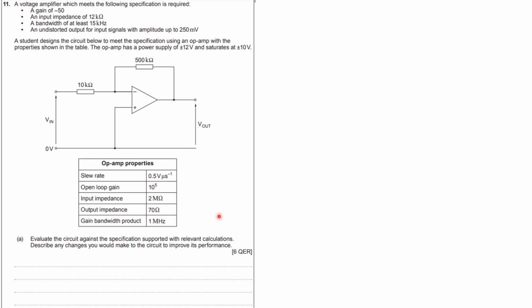Well, where's the first spec? It says a gain of -50. Is that the case first of all? So work out your gain. I know that -50 is okay, so you go 500 divided by 10 equals -50. Yes, that's fine. Input impedance of 12k. That is incorrect, so make sure you say that the input impedance is incorrect. It is 10k. A bandwidth of at least 15k: you can work out your bandwidth because you know your gain bandwidth product and you know your gain.